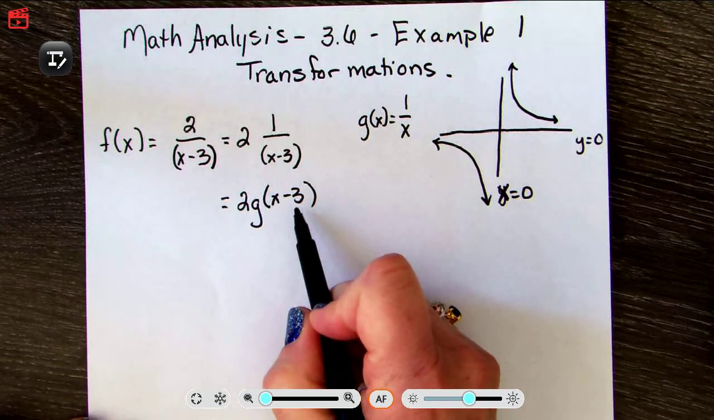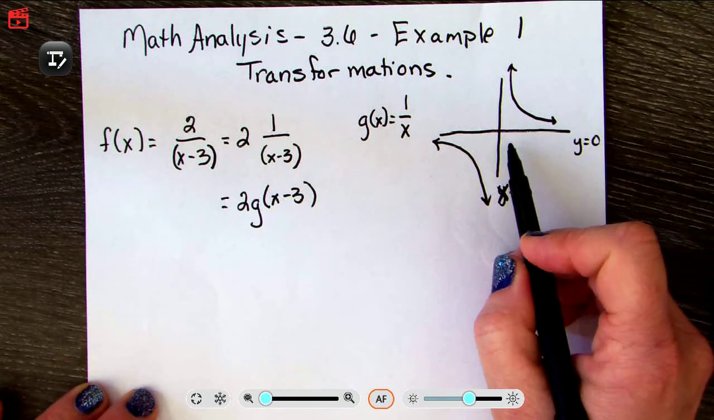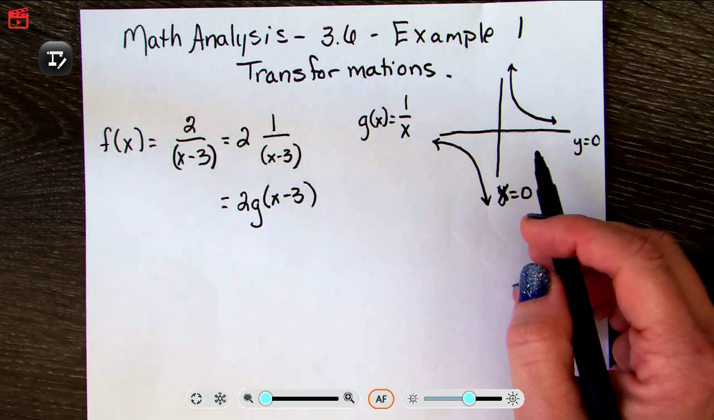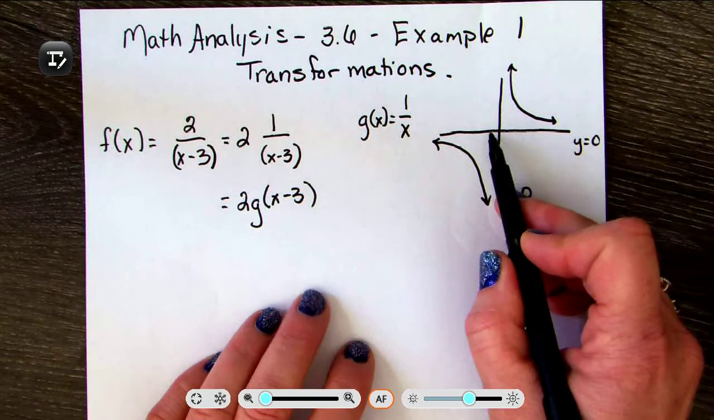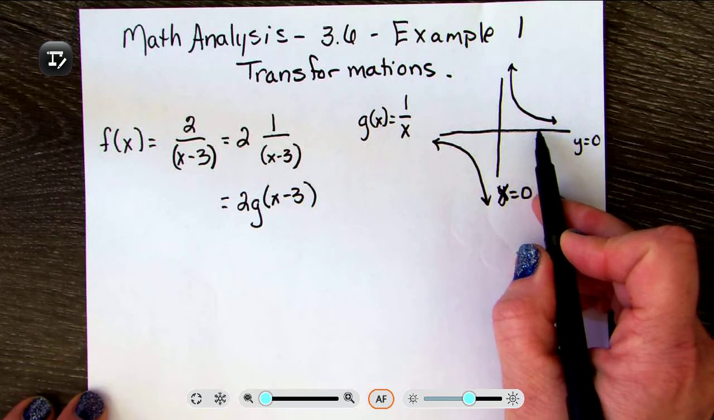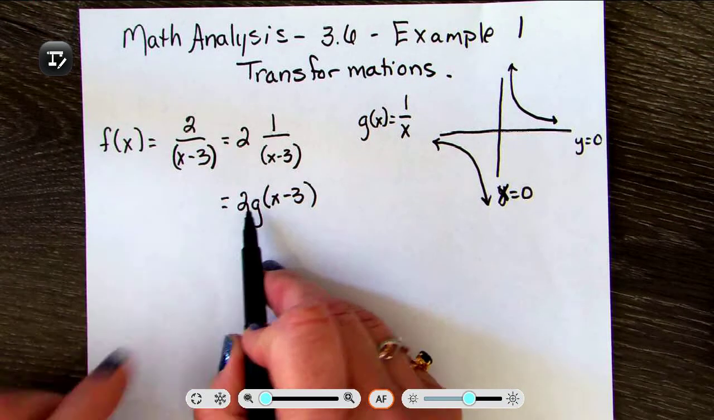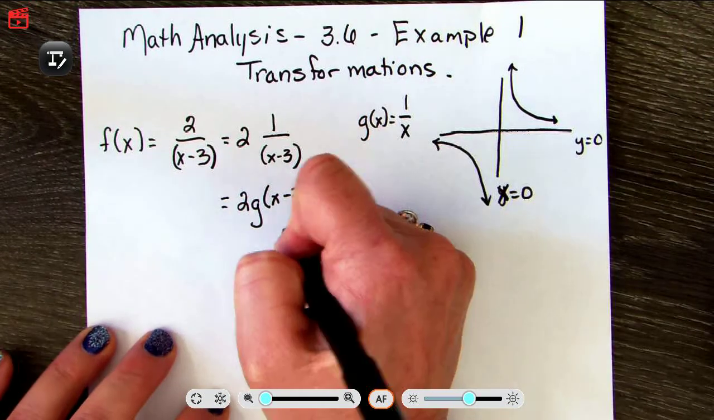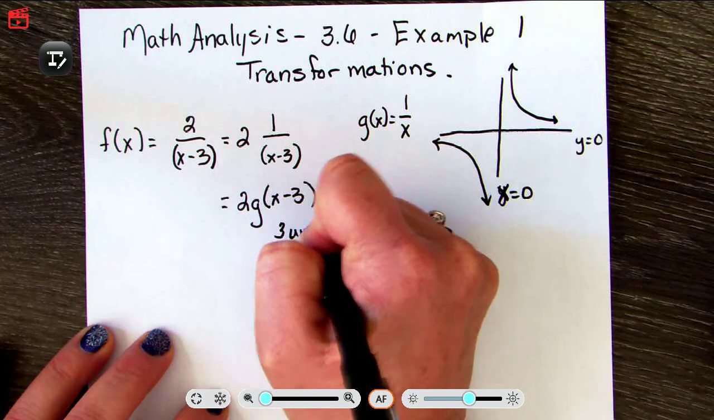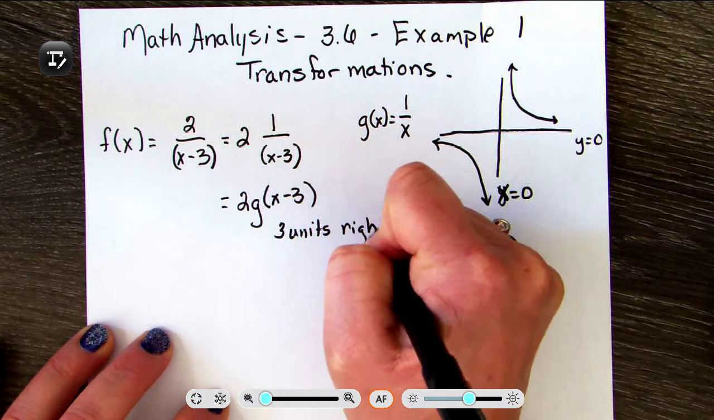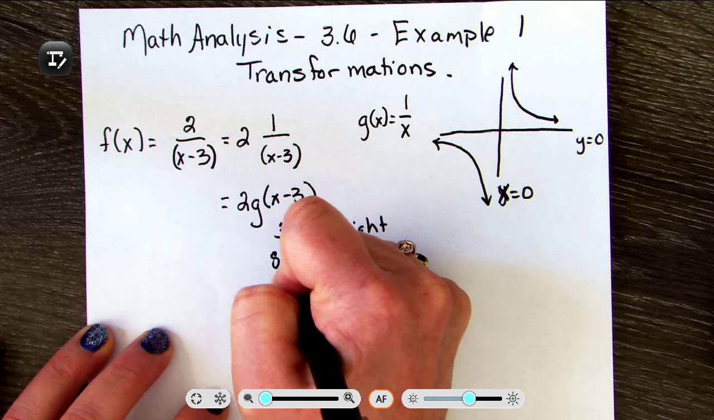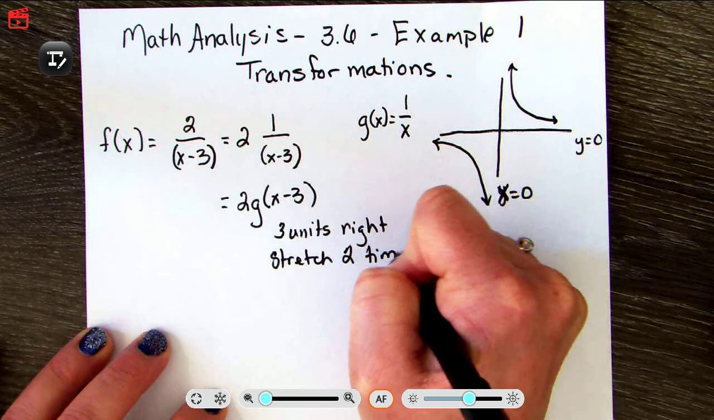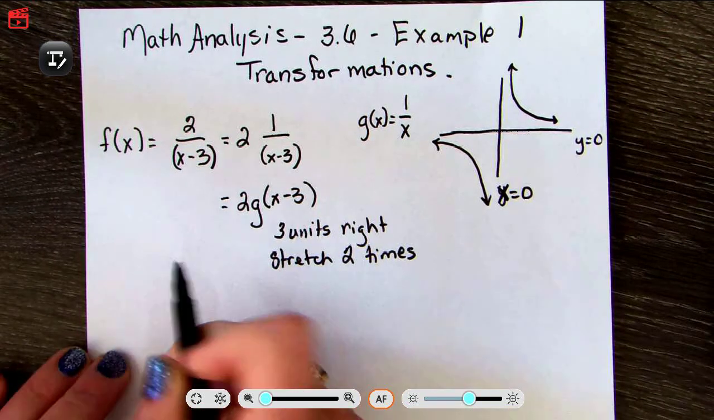So the minus 3 on the inside is going to move this curve to the, and again, dramatic pause for you guys to answer, it's going to move it 3 units to the right. And this 2 is going to be multiplying those y values, so it's going to be a vertical stretch. So it's going to go 3 units right, and it's going to be a stretch 2 times. All right, so we're going to actually do that here.